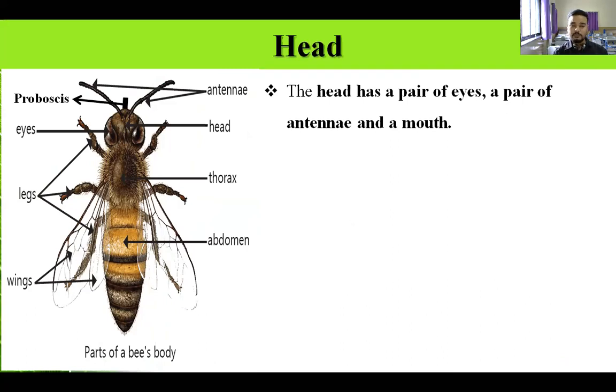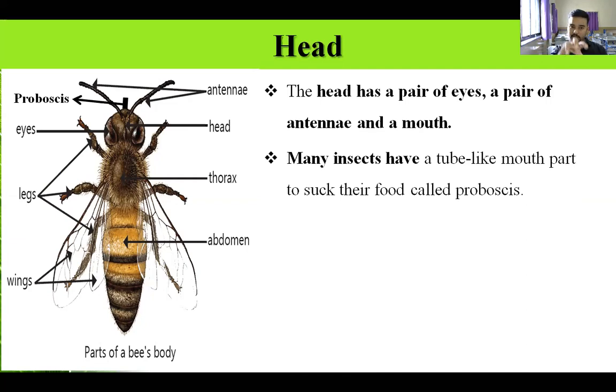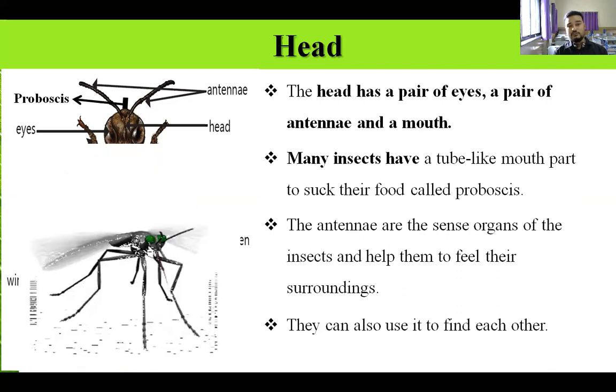And one mouth is there. The mouth is quite different in each insect. Some of them have one for eating, some have one for sucking, and if they have a tube-like mouth, which is also known as a proboscis, using that they will suck the food from plants and other things. Antenna they use as a sense organ. Using that they will sense the surroundings, and they can also find each other.